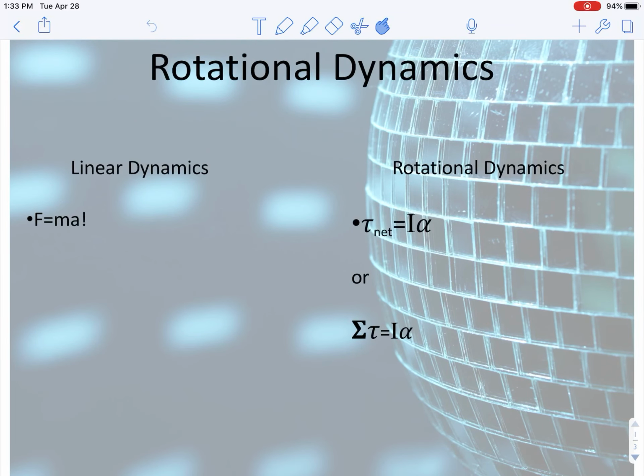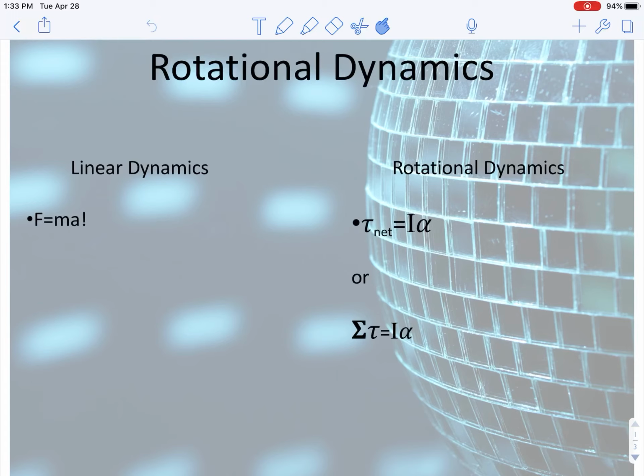The final thing to consider when doing rotational dynamics is that our main formula for linear dynamics was the sum of all forces is equal to system mass multiplied by acceleration. In rotational dynamics, we have an equivalent formula, except this time, instead of just looking at forces, we need to look at torques. Instead of just looking at mass, we need to look at rotational inertia. And instead of looking at linear acceleration, we're going to look at angular acceleration.